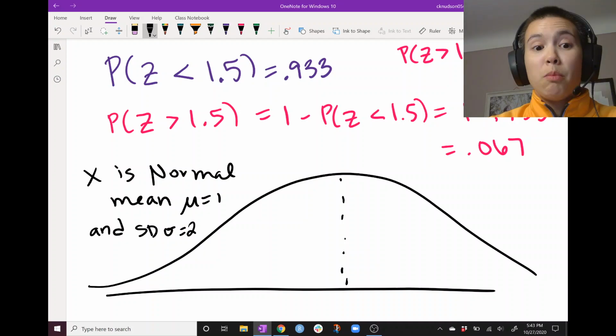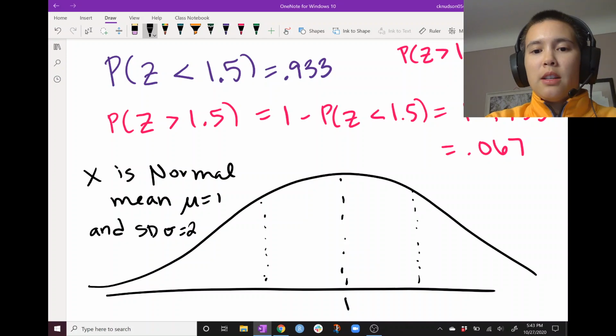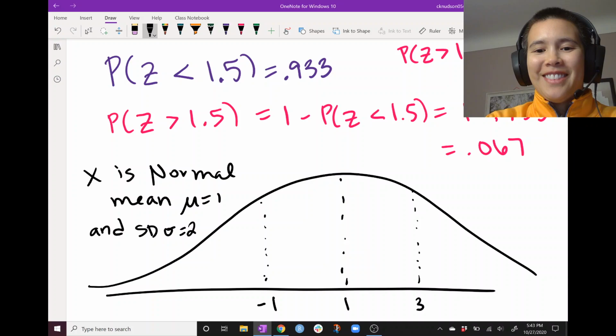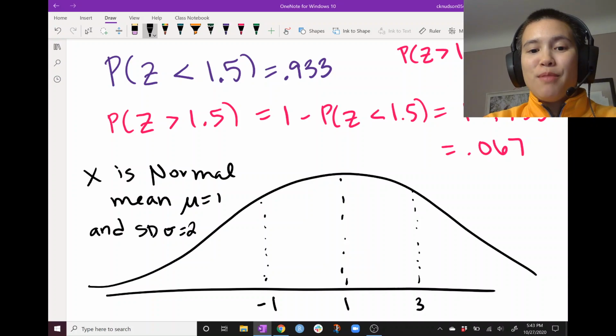Okay, so mu equals 1, that means it's centered at 1. If we drew out our plus or minus 2 standard deviations, we'd have 3 here and -1 here. And we know that there would be 68% between -1 and 3. Now, let's find the probability that x is greater than 4.